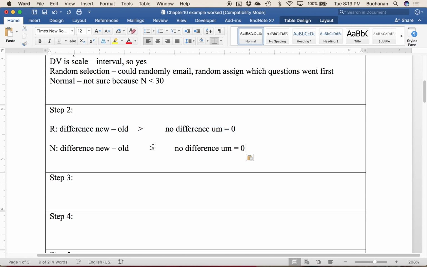And we're going to copy all that. Here we would say less than or equal to. So be sure you're getting the hang of these opposite hypotheses. So if your hypothesis is that it's greater than, then the null has to be that it's less than or equal to.